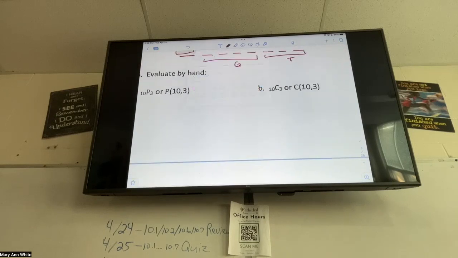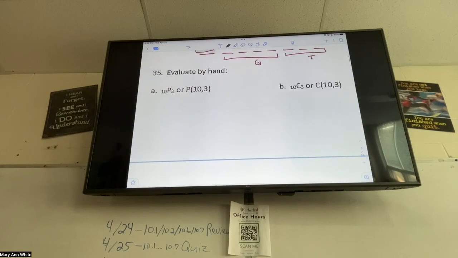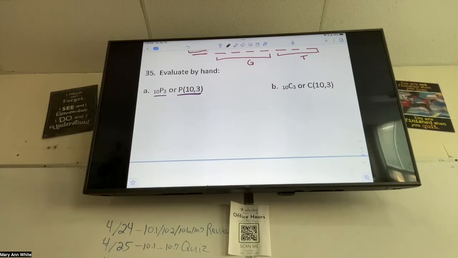All right, the last thing in this section we are not going to do by hand. I just want you to do this in the calculator. I think that is fine. However, these are two different ways you might see this. So you could see 10P3, or you could see P with 10,3 in the parentheses. Either way is okay. I tend to use the first way, but it's good to know that.